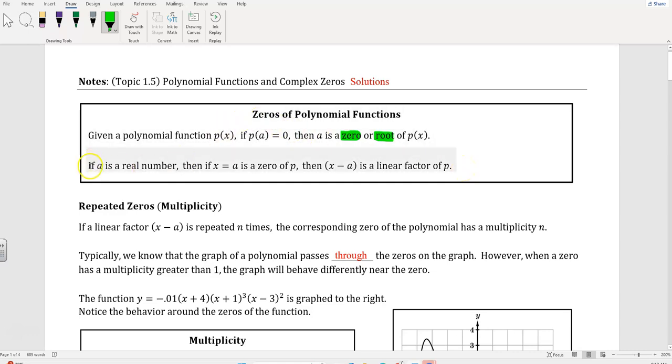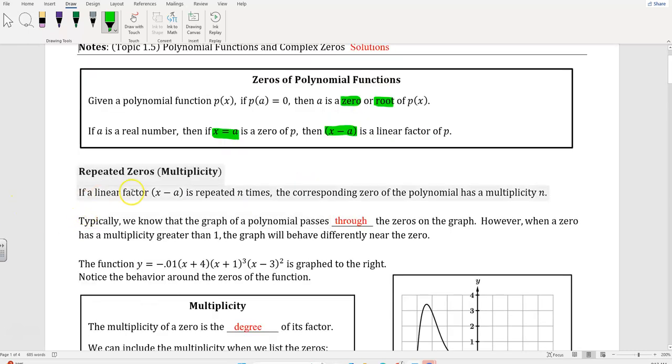So if we have real roots, if a is a real number, it's an x-intercept on your graph. And then if we have an x-intercept on that graph, then x equals a is a 0, which means x minus a is a linear factor, right? So we need to keep those two things in mind. The opposite signs that we see there are going to happen in our equations. So if you have a linear factor, x minus a, repeated n times, the corresponding 0 of the polynomial will have a multiplicity of n.